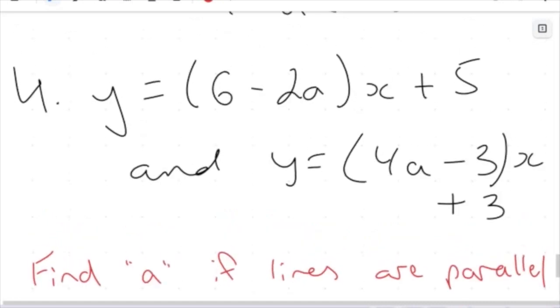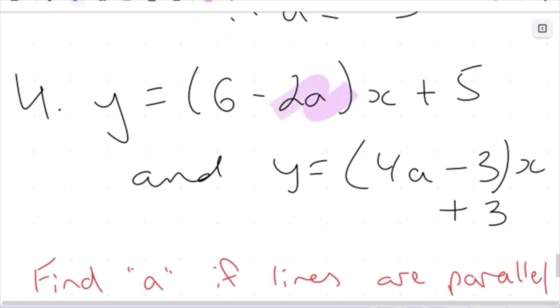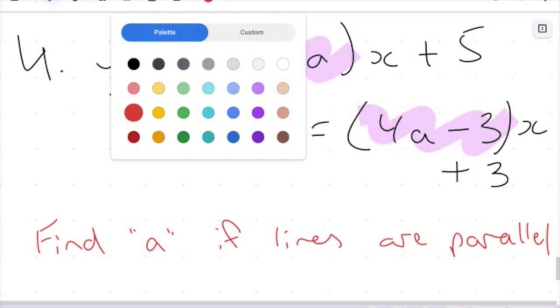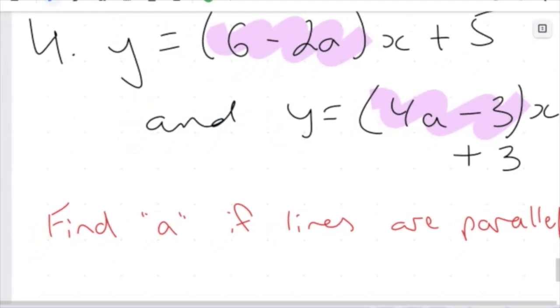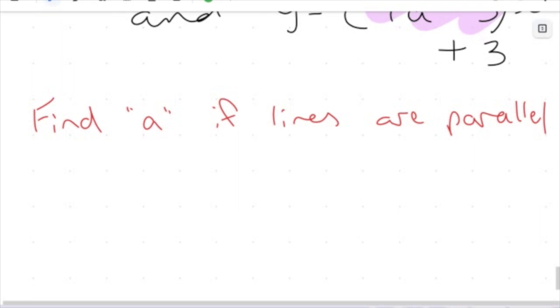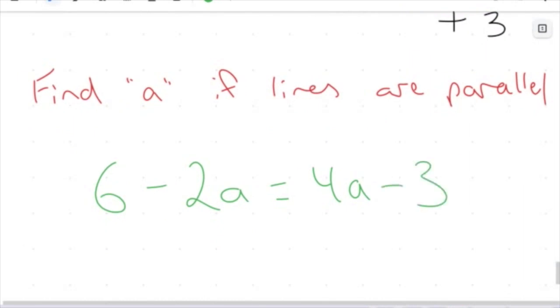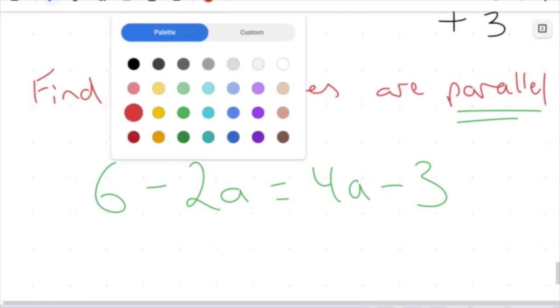So what are we going to do? All we need to do is consider the two gradients. Now, these two gradients, if the lines are parallel, they are going to be equal. So these expressions, the coefficients of x, are just the gradients. So I can set these two to be equal to each other. So I have 6 minus 2a equals 4a minus 3. Because the lines are parallel, so their gradients are equal. Now it's just a matter of solving the equation.